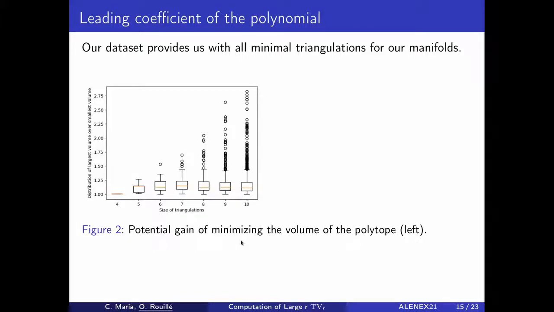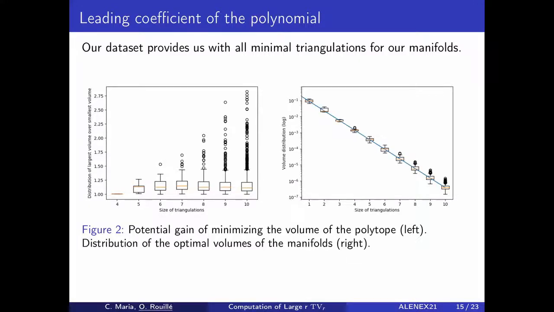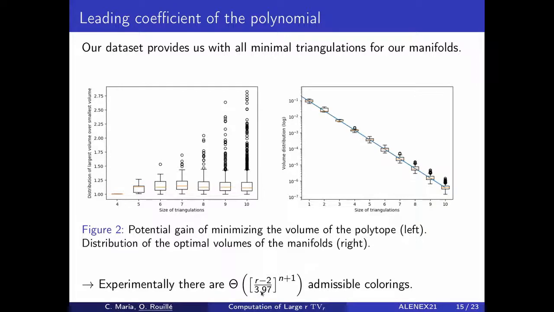The other thing we did was looking at the actual value of these volumes, and it gives us this graph. So once again, the size of the triangulation: here for the 1 tetrahedron triangulation, and here 10 tetrahedra. And here are the values of the volume. What we can see is that if we increase the number of edges, the volume of the polytope decreases, and this is in log scale, so it decreases geometrically. So what is the takeaway here? It is that we gain a constant in the complexity of the computation. So we are more precise on the number of colorings we have to do.